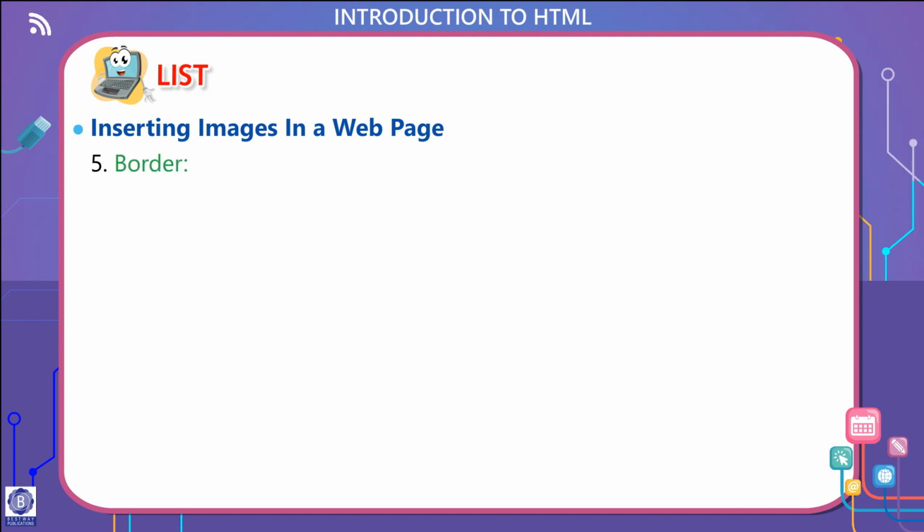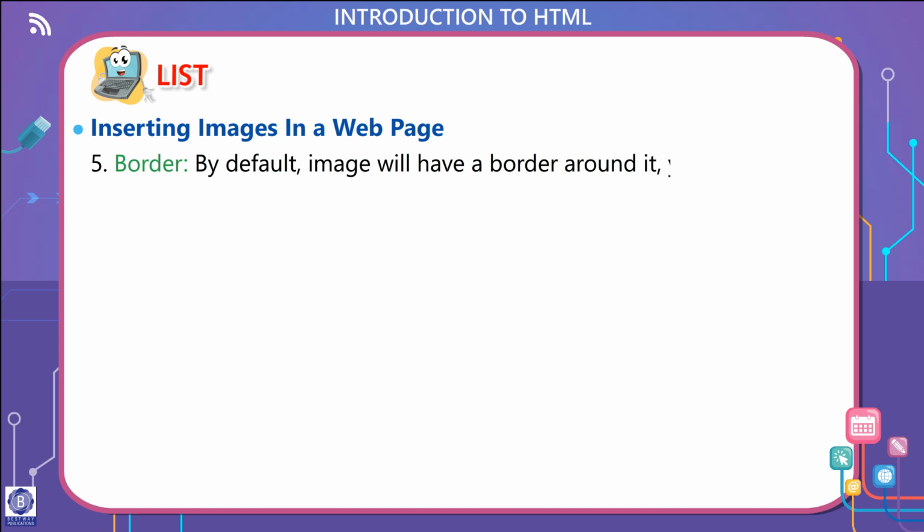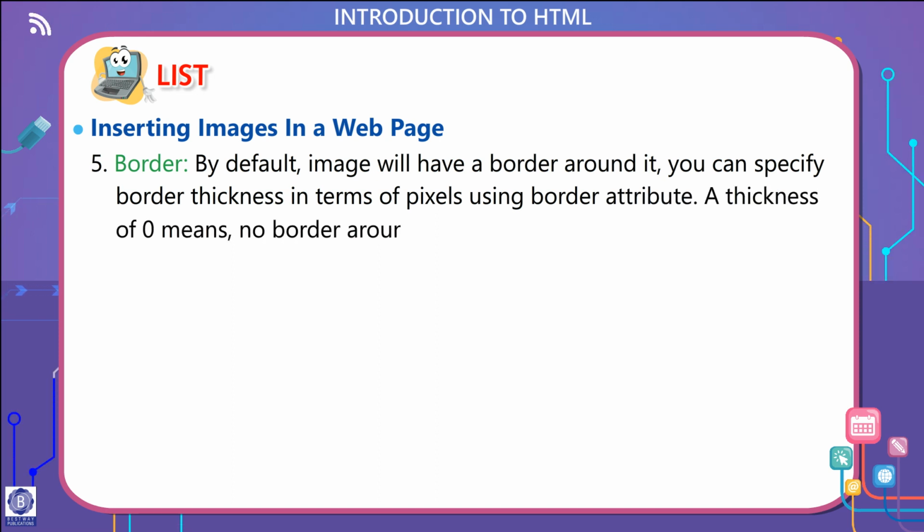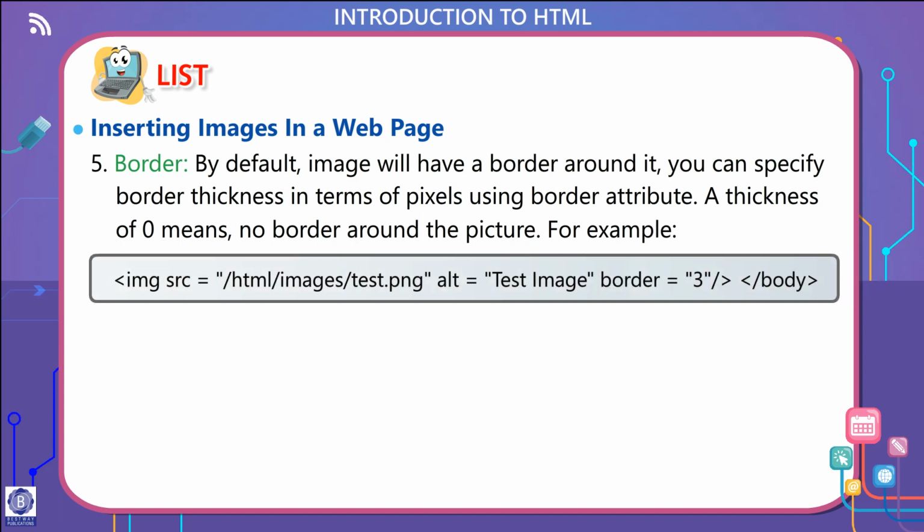Fifth one is border. By default, image will have a border around it. You can specify a border thickness in terms of pixels using the border attribute. A thickness of 0 means no border around the picture. For example, <img src="/html/images/test.png" alt="test image" border="3" /></body>.